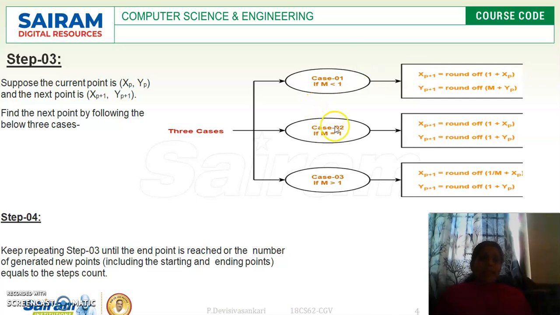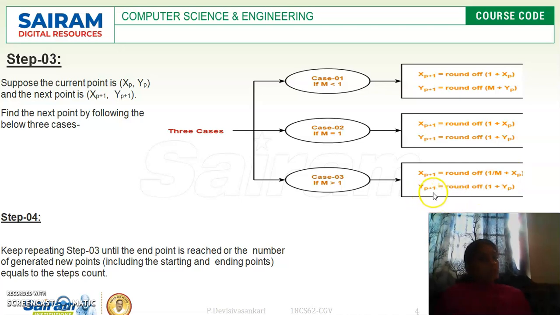If it is case 2, m equal to 1, it is very easy. We have to add 1 to both the xp value as well as the yp value. And the third case is m greater than 1. If the value of m is greater than 1, then the xp plus 1 value is nothing but the round off of 1 divided by m plus xp.